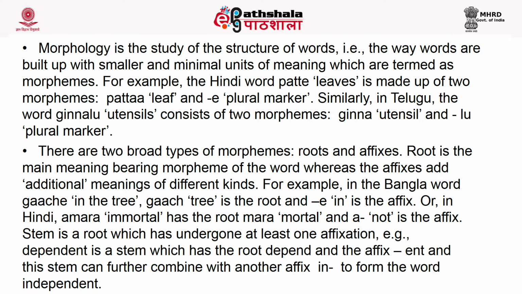There are two broad types of morphemes, roots and affixes. Root is the main meaning-bearing morpheme which contains the content of the word. Affix is an additional morpheme. For example, in Bangla, you have the root gach and you add the affix e and you get gache, which means in the tree. In Hindi, you have the affix a and the root mar, and together we get amar, which means immortal.